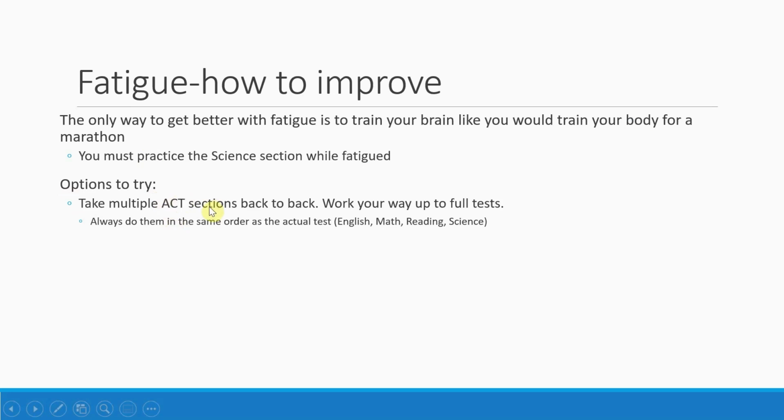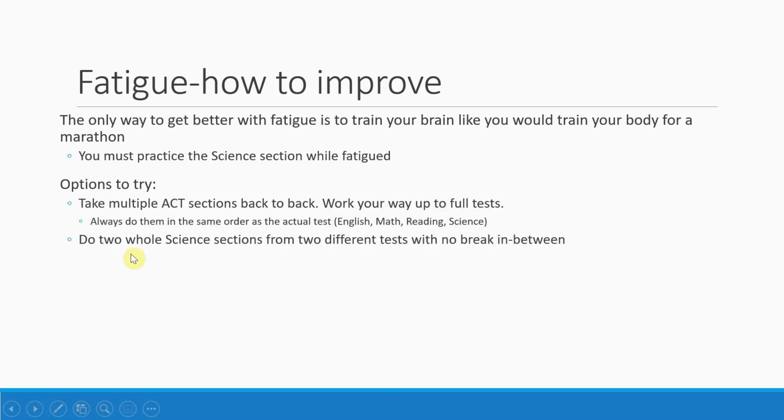One would be to take multiple ACT sections back to back and work your way up to doing full tests. Just make sure if you do this, always do them in the same order as the actual test. That way you get used to that, and for each one you have a more accurate representation of how tired you'll be at that point. So if you do an entire test, do them in this order. If you're starting out, maybe just do reading and then science. As you get better, do math, reading, and science, and then eventually do the whole thing.